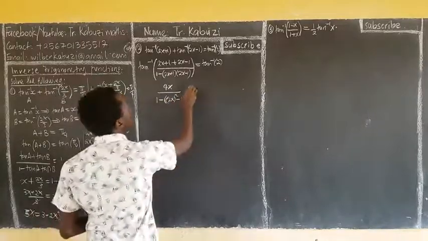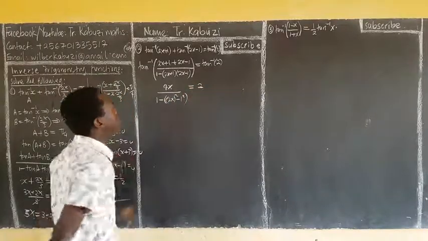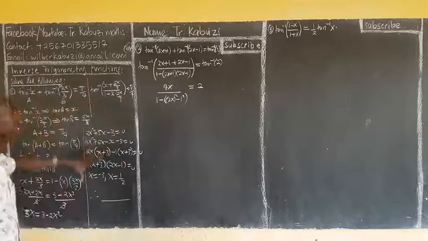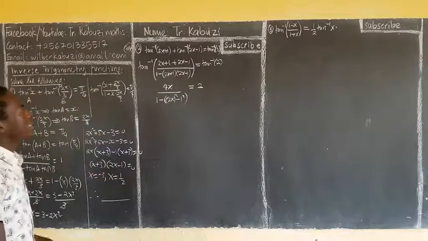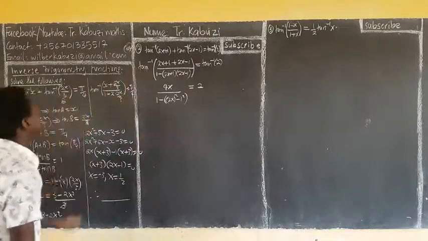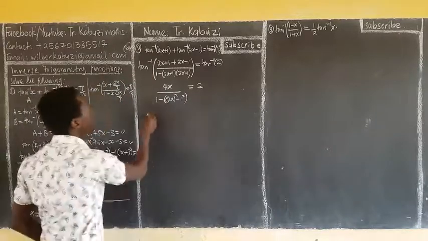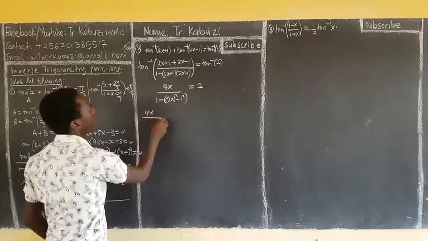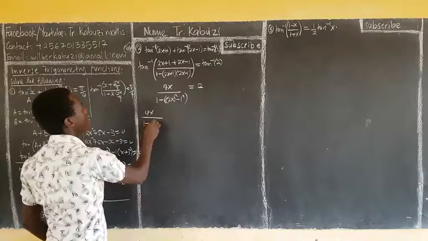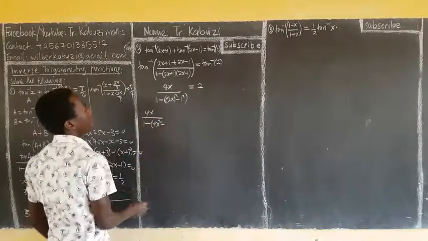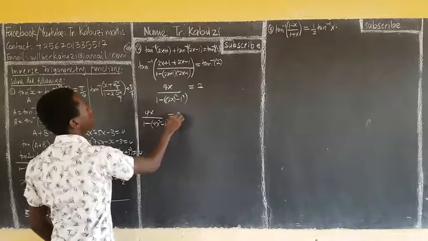So the difference of 2 squares, the whole is equal to 2 in one step. So you can also do this in one step using this idea here. So here we take down the side and simplify. Anyway, we are here. So 4x over 1 minus, this will be 4x squared minus 1 equaling 2.